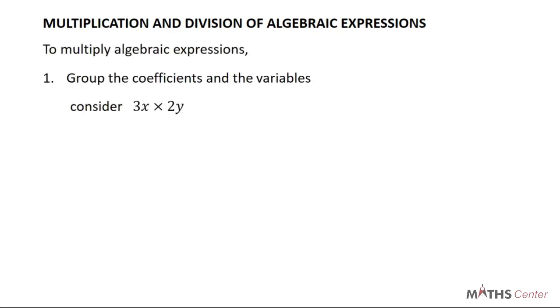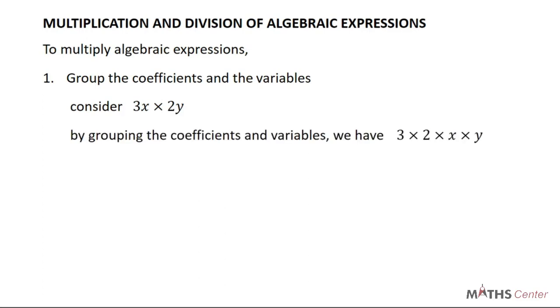To multiply algebraic expressions, 1. Group the coefficients and variables. So when the expression is given to us, all that we need to do is to first group the coefficients and variables. Now, what does that mean? If you have the expression 3x times 2x, when we group the coefficients and variables, we are going to have 3 times 2 times x times x.